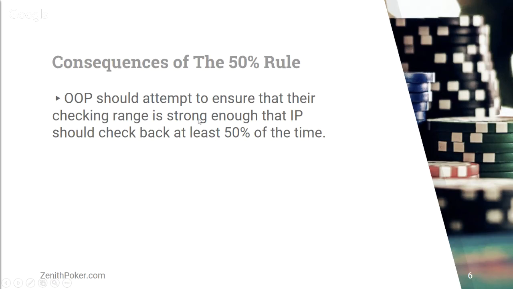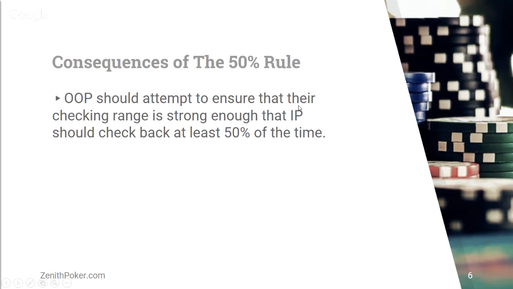So they're going to try and make a reasonably strong checking range, whether that's a checking range filled with a lot of bluff catchers and then a few very strong hands that will try to check-raise, or just a bunch of strong hands, so the in-position player can't bet into them.